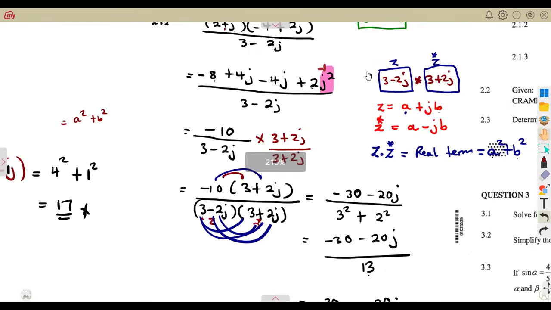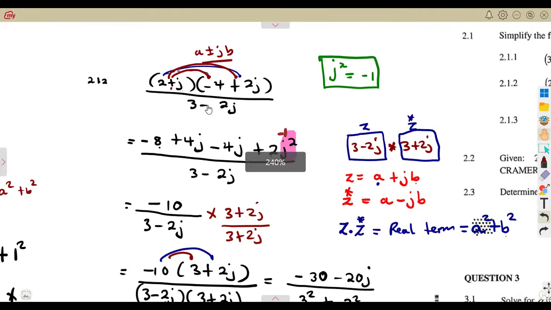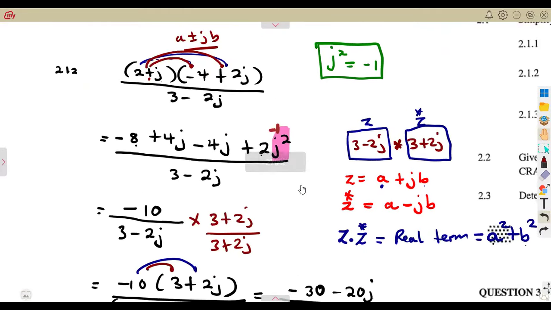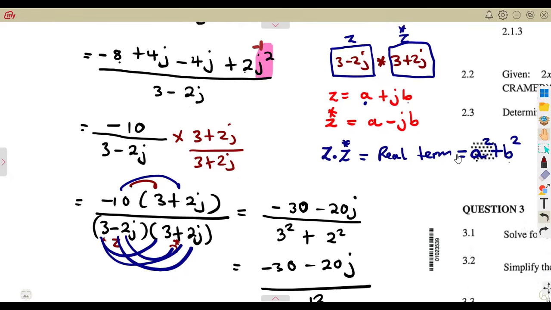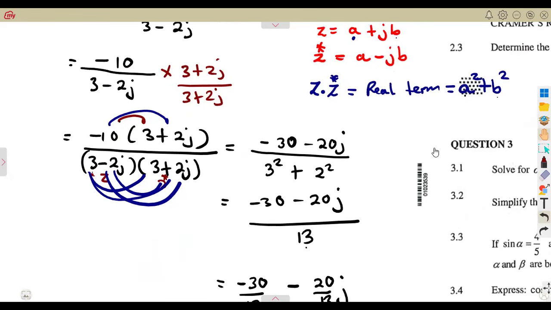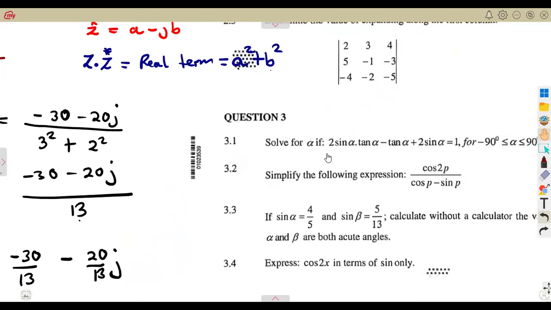How to expand the brackets is very, very important. If you can notice this part of a complex number and its conjugate, and you can realize this, it can save you time in the exam. That can save you time. All right. So that is what we had there.